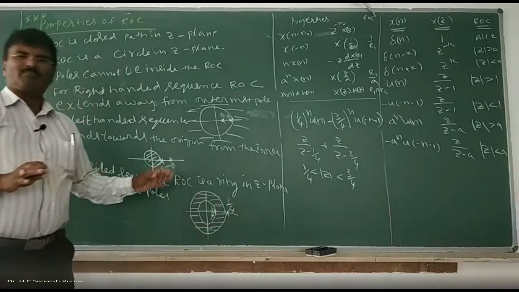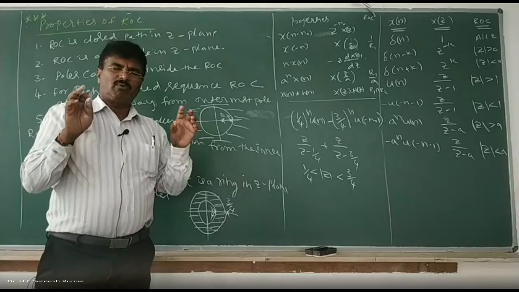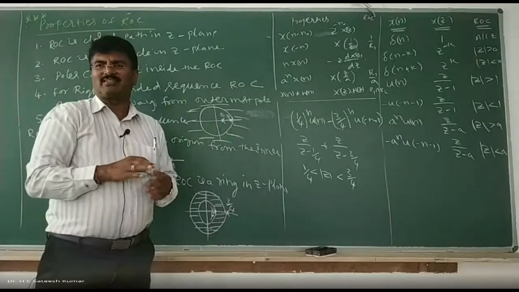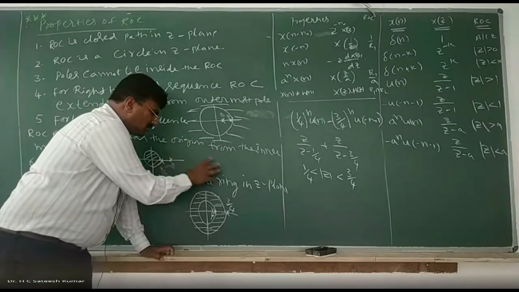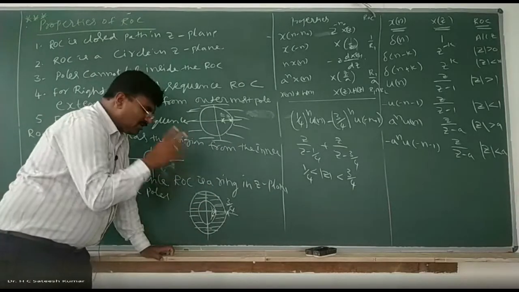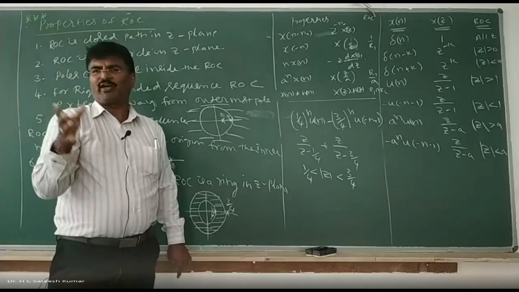See, what is the z plane? Z plane is a plane wherein a number of different values of z exist. Is it right? So the z plane is the values of z. The z plane contains different values of z. Among those different values of z, for certain values of z, x of z is obtainable or finite.